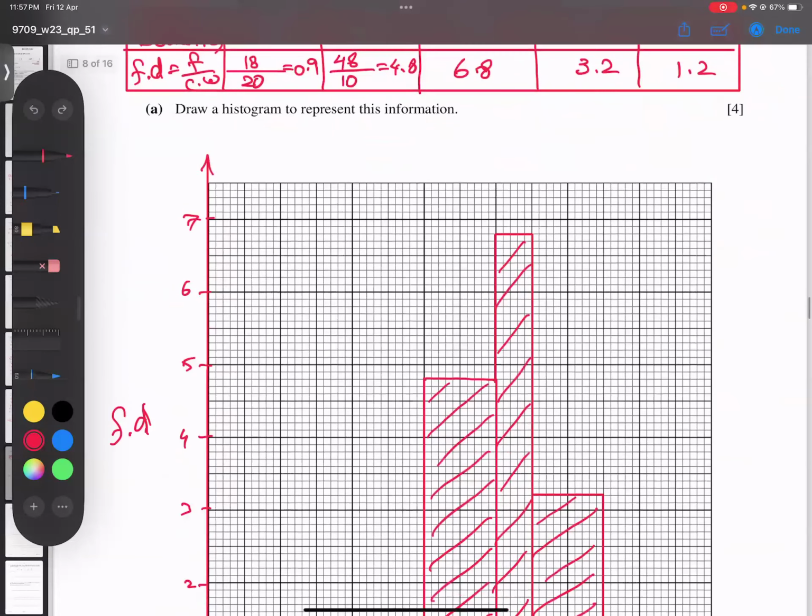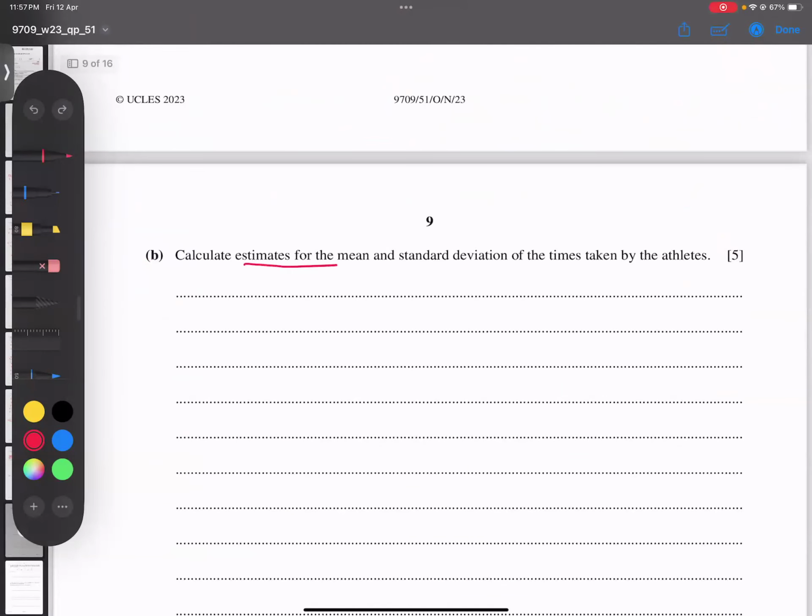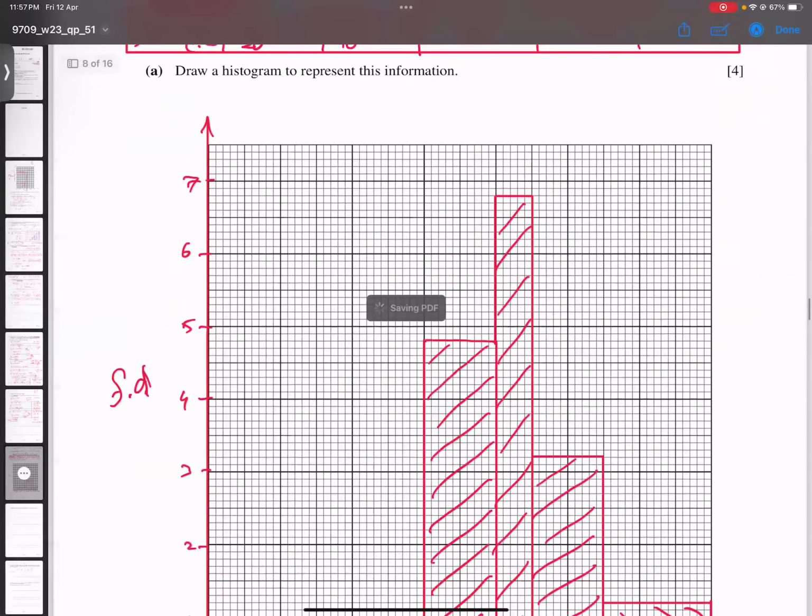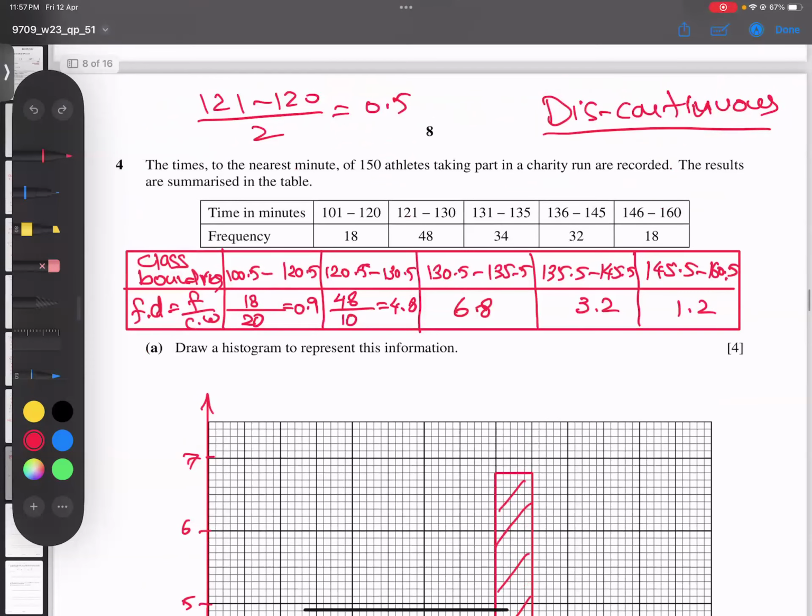Now what is he asking here, students? Calculate, estimate the mean and deviation. Now, students, what to do? We have to look at this table now. Mean and deviation. If you don't use class boundaries, no issue at all, because when you find the average of this class, it remains the same. So no issue at all. I can use any values.